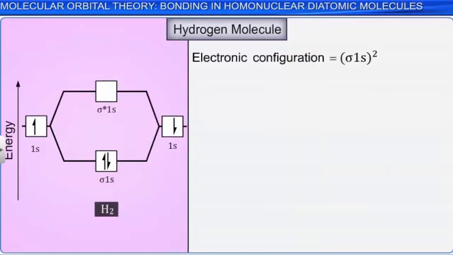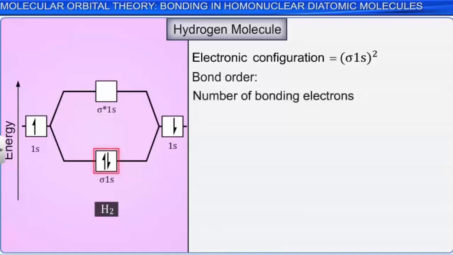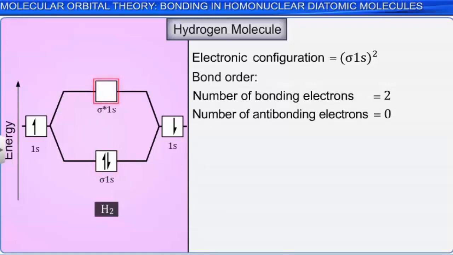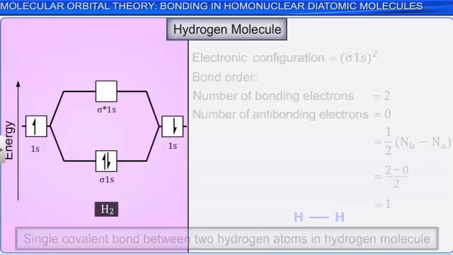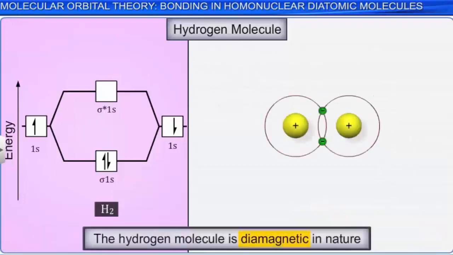Let us calculate the bond order of hydrogen molecule. As the number of electrons present in the bonding orbital is 2, and as no electrons are present in anti-bonding orbitals, the bond order is equal to 2 minus 0 divided by 2, which is equal to 1. This shows that there exists a single covalent bond between two hydrogen atoms. The hydrogen molecule is diamagnetic in nature, as no unpaired electrons are present in its molecular orbitals.